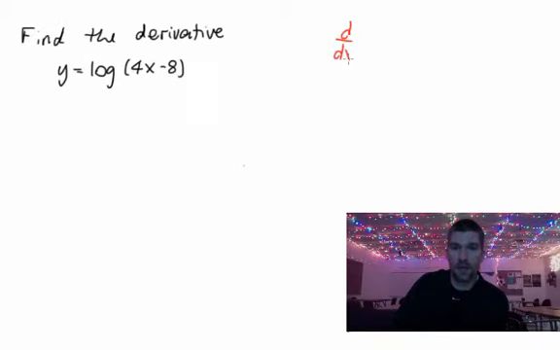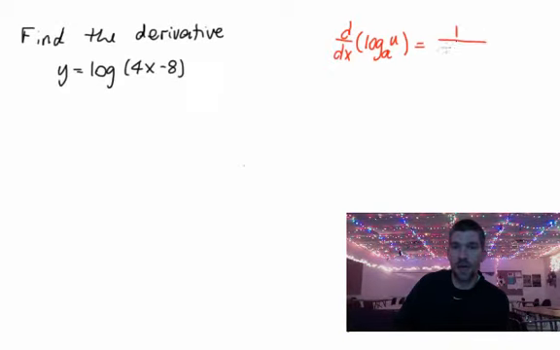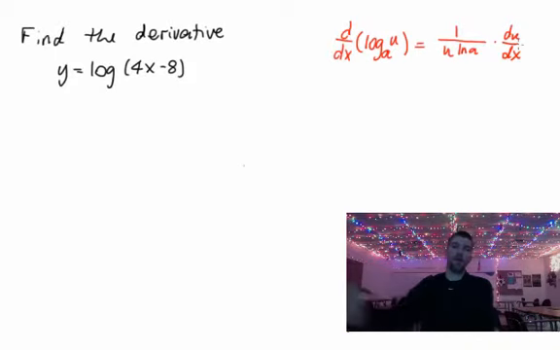So when I take the derivative of the logarithm of u, what I'm going to end up with is 1 over u times the natural log of a, times du dx. So I'm going to follow the same rule that we've got over here in red, but I want to use it with my logarithm on the right.